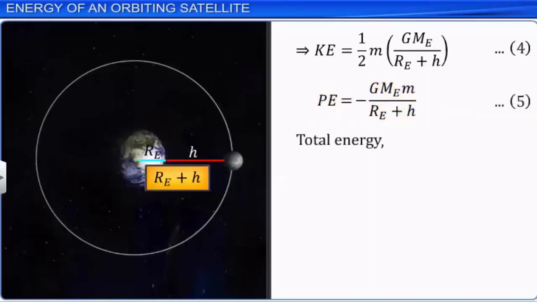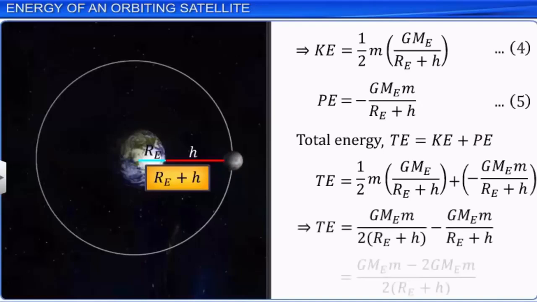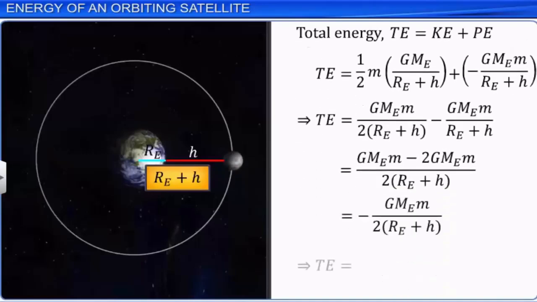Now the total energy of the Moon in its orbit is determined by the sum of its kinetic energy and potential energy. Thus, the total energy of the Moon or any given satellite revolving in its orbit around the Earth at a given height is expressed as minus of GMEM divided by 2 times RE plus h. The total energy of an orbiting satellite is found to be negative. Let this be equation 6.